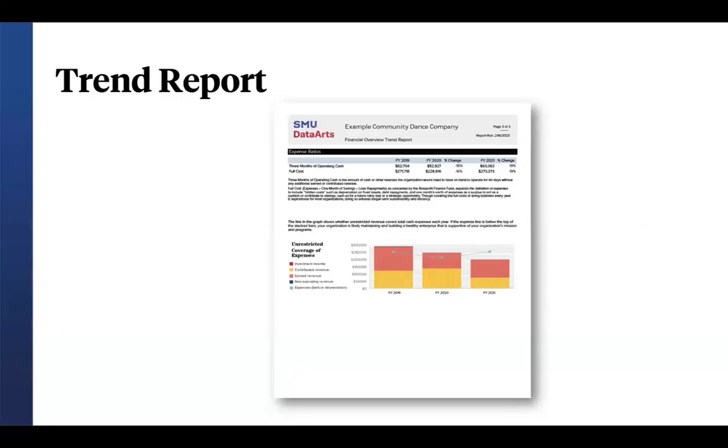This includes some helpful definitions and the formulas. At the bottom of the page is a graph that illustrates their unrestricted coverage of expenses. And this graph can help the Example Ballet Company visualize the flow of their revenue and expenses year after year.